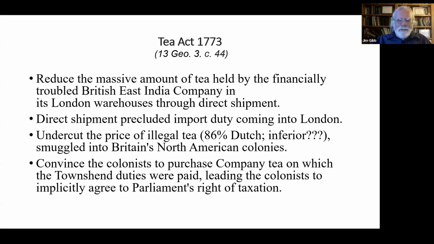Part of the reason for getting those warehouses cleared out is that British East India Company was in deep financial trouble. And many of the financial backers of the British East India Company were really wealthy folks in Great Britain, including a lot of members of Parliament and probably the Crown too.